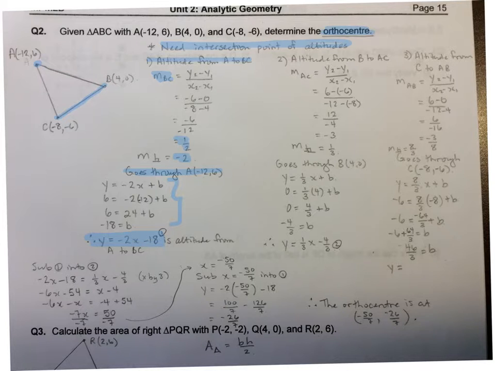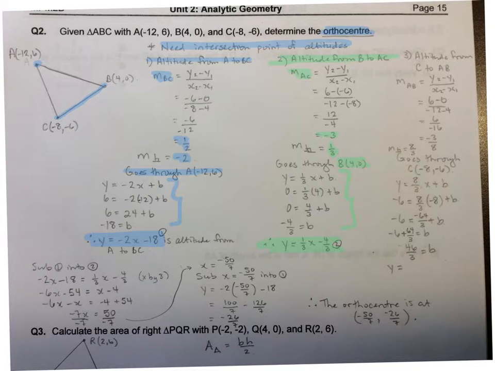When you find your next altitude, if you find the altitude from B to side AC, I found my slope of AC to be -3. The negative reciprocal of that slope would be positive 1/3, so that will be the slope I use along with the point B, since it's passing through point B and meeting side AC. Put that in, I came up with this equation here.